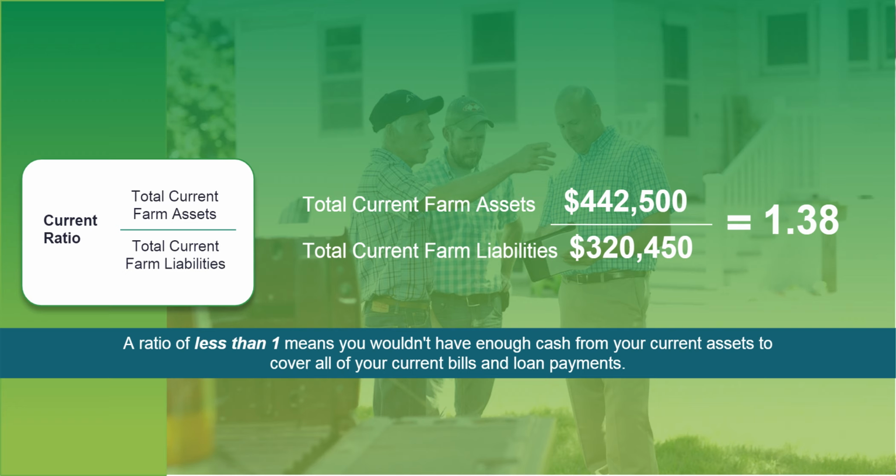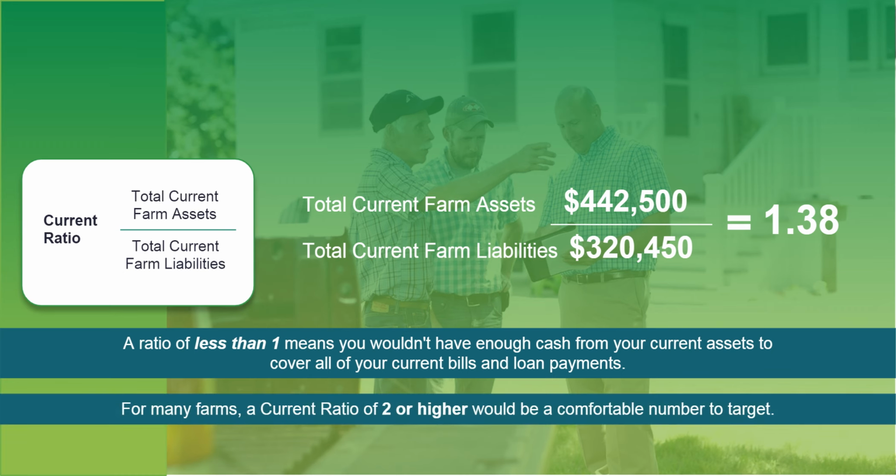But hey, farming has its seasons, right? So there may be times when this isn't the case. It's good to remember that a single balance sheet alone is like a selfie. It's just capturing one moment in time. It does not tell the farm's whole life story. For many farms, a current ratio of 2 or higher would be a comfortable number to target.